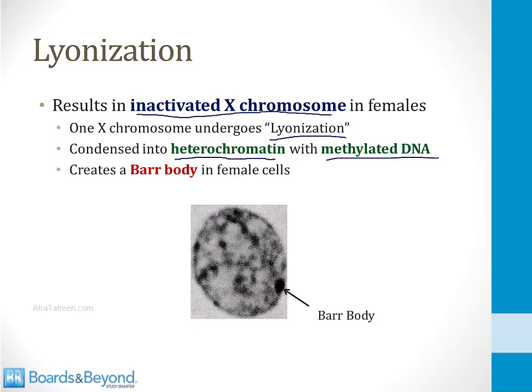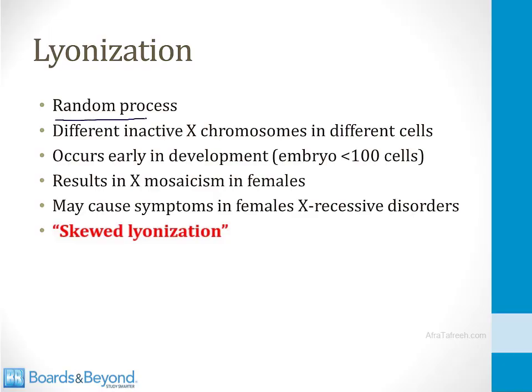This will create something you can see under the microscope called a bar body, which is found in the cells of females. It's a dark spot on the periphery of the nucleus. An example is shown here on the screen. That represents the inactive X chromosome in that particular cell. Lionization is a random process. Different X chromosomes become inactive in different cells in the body of a female.